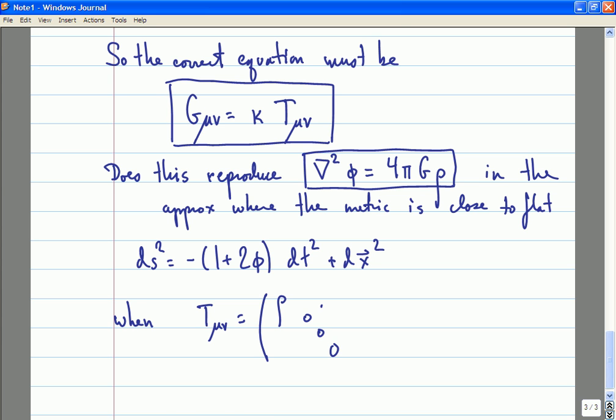So the stress tensor will be zeros everywhere except for the 0,0 component, which will be proportional to rho. Is the question clear here?